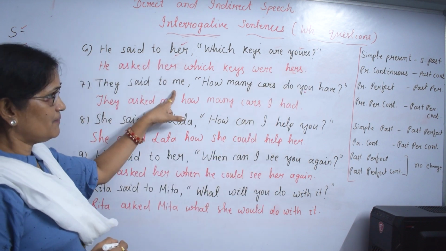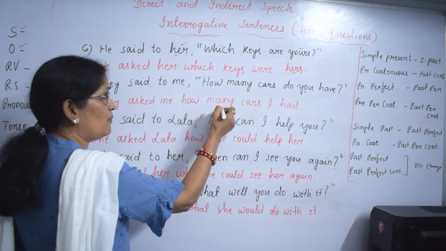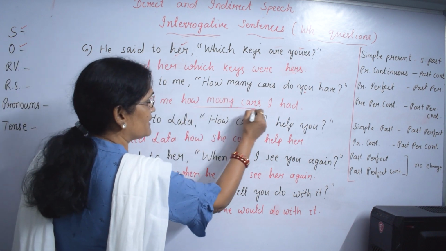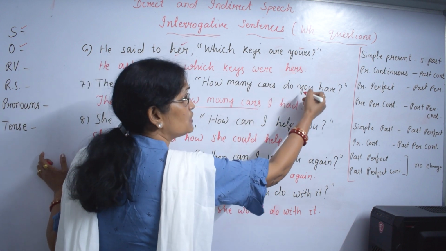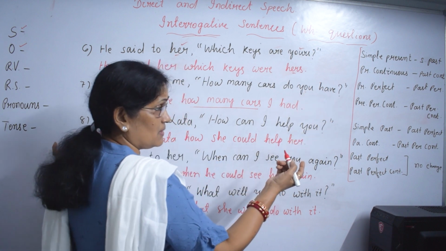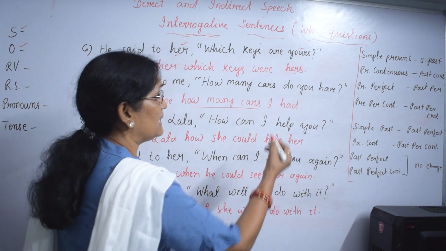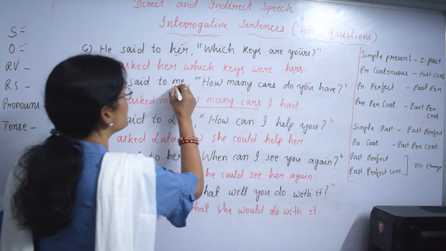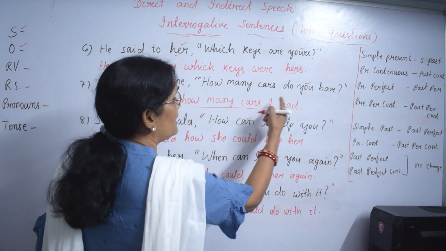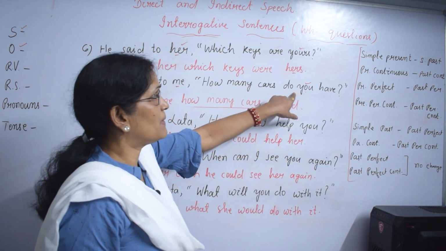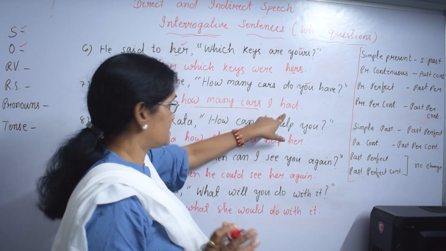They said to me, how many cars do you have? They asked me, how many cars? Total phrase will be written. How many cars? Do you have? That means you have. Its corresponding past will be you had, and as it is second person pronoun, will be changed as per object, me. It's a subjective form, I had. Simple past will be past. Simple present will be simple past.